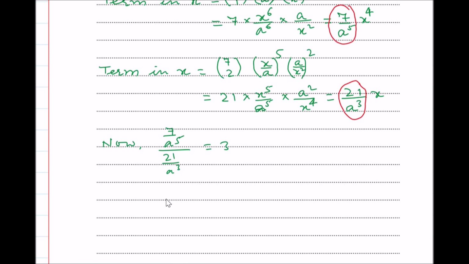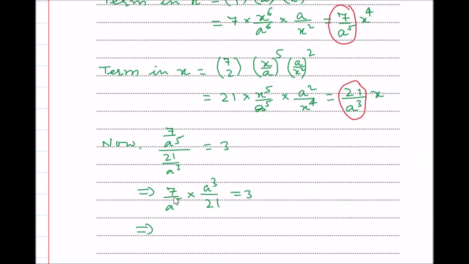Two fractions we have. We are dividing, so let us write it as a multiplication. So we can write 7 by a to the power 5, then it becomes a cube by 21. When you are changing division into multiplication, we have to write the reciprocal of the second fraction. So for 21 by a cube, I wrote a cube by 21, and that is equal to 3.